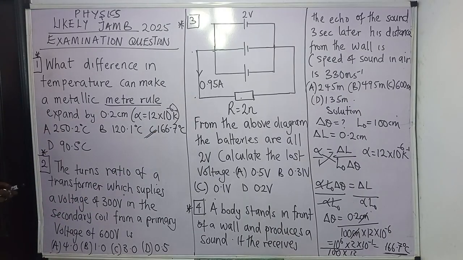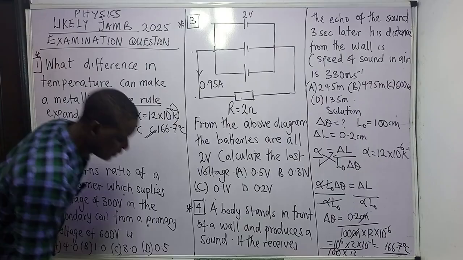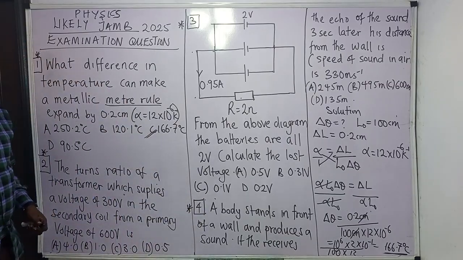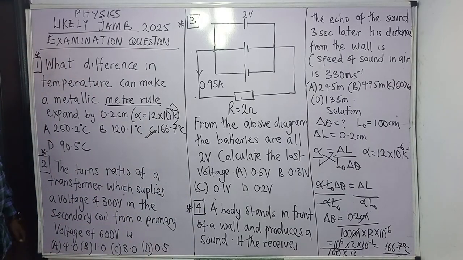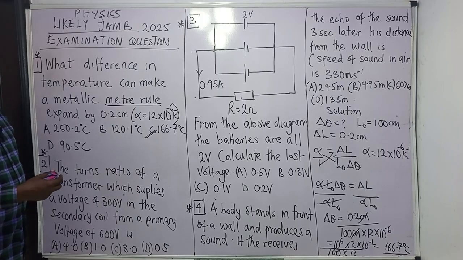Now, number 2 says the turns ratio of a transformer which supplies a voltage of 300 volts in the secondary coil from a primary voltage of 600 volts is dash. Now, there is a narrow difference between transformer ratio and turns ratio. Most likely, we say they are synonymously the same. But normally, transformer ratio gives the physical property.